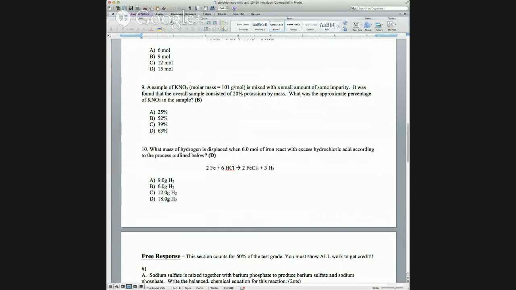All right, so a sample of potassium nitrate is mixed with a small amount of impurity. It was found that the overall sample consisted of 20% potassium by mass. What was the approximate percentage of KNO3 in the sample? All right, so this is a multiple choice where we are not allowed to use our calculators.